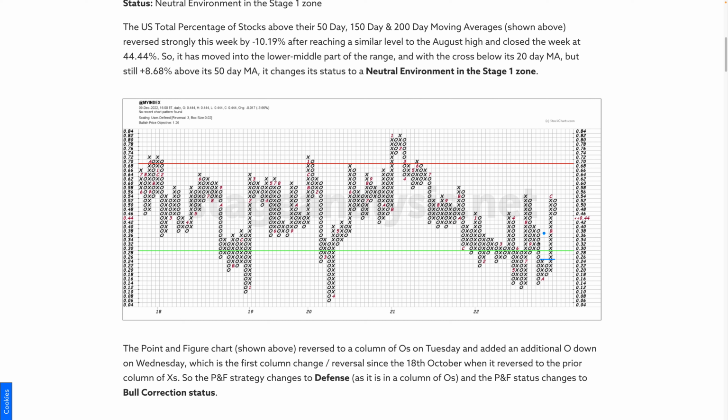So we've reversed from a bull confirmed status that we were on back in October. We reversed up to bull alert back in October, and then went to bull confirmed around the 20-something of October, and we've now reversed back to what's called bull correction status. So we're on defense, and we're on bull correction status based on the point and figure chart.